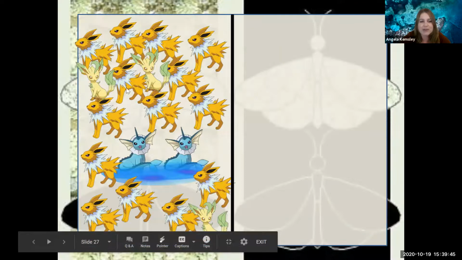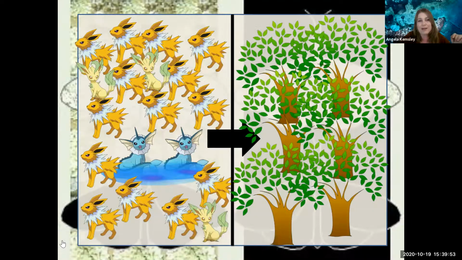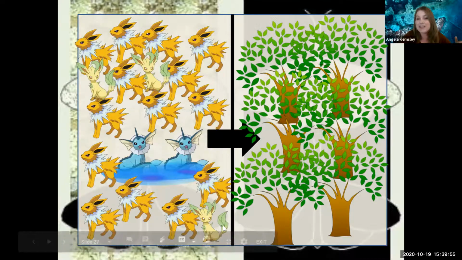All right, let's do another one. So same starting population, but now there's lots of trees that have grown. So which of those Eevees do you think just so happen to be the best adapted to this current environment?